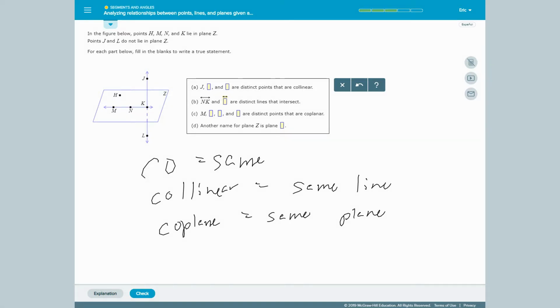So when they ask us for J blank and blank are 3 distinct points that are collinear, distinct just means different. So we're looking for 3 points that are on the same line as point J. So we have J, K, L.